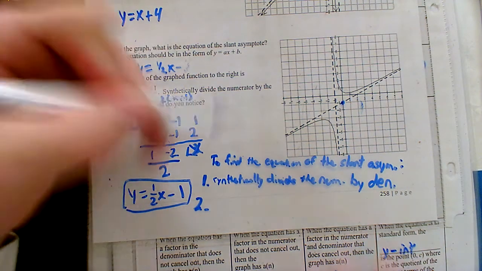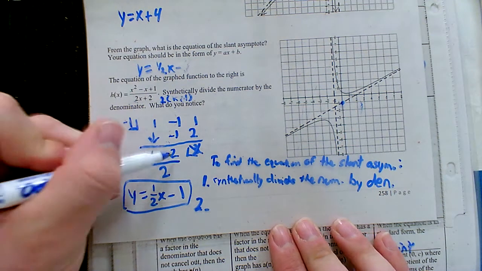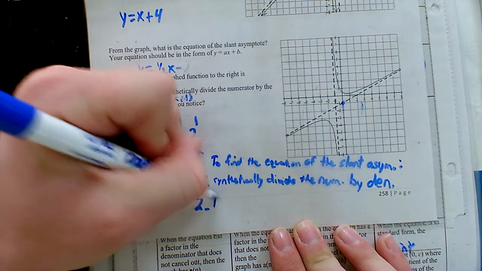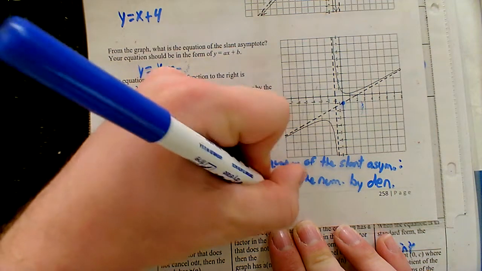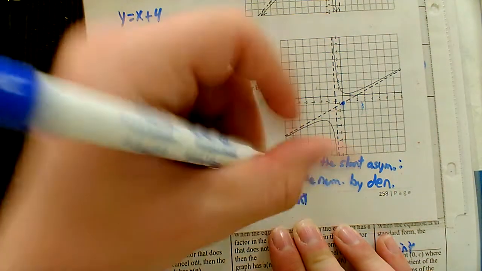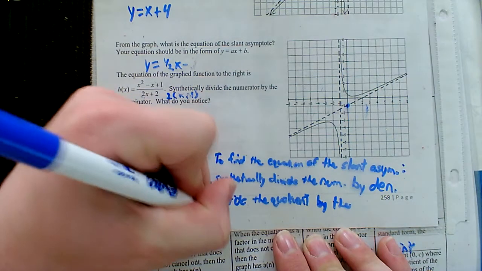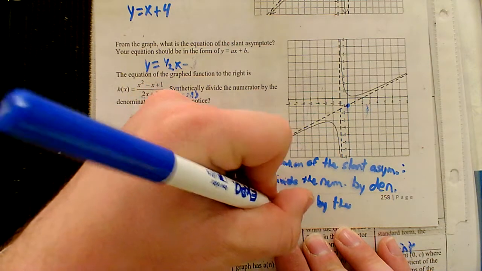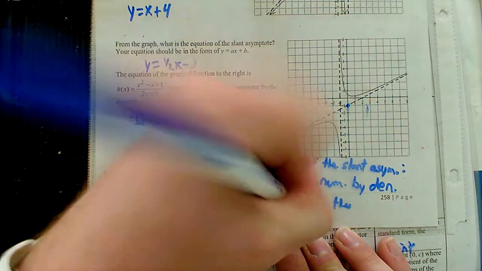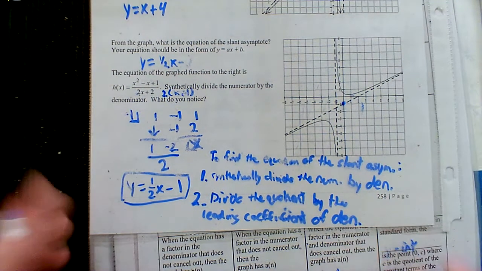So the quotient is the answer to the synthetic division because we were dividing. That's our quotient. So we divide the quotient by the leading coefficient of the denominator. Divide the quotient by the leading coefficient of denominator.